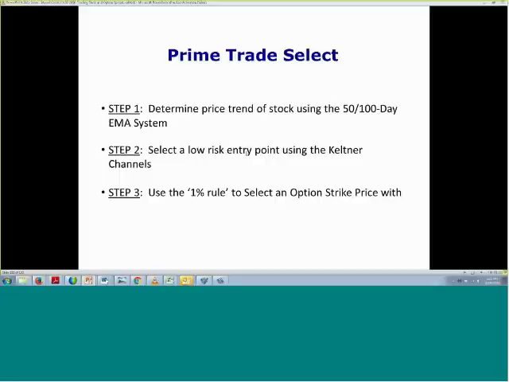Okay, for prime trade select, for selecting a directional option trade, we use the 50 and 100-day EMA to determine the price trend. Then we use the Keltner channels to select a low-risk entry. And then the third step for a directional option trade is what we call the 1% rule to select the option strike price. And I'll show you some examples of that.